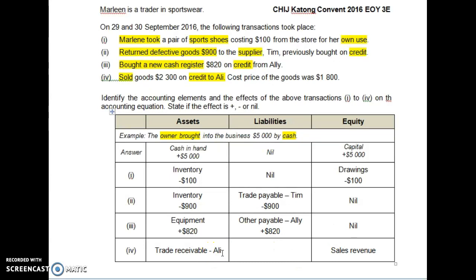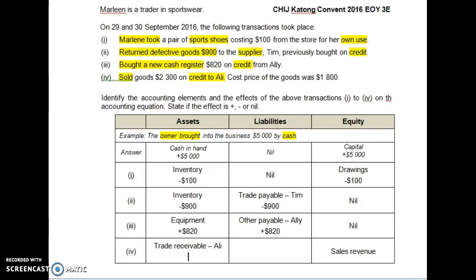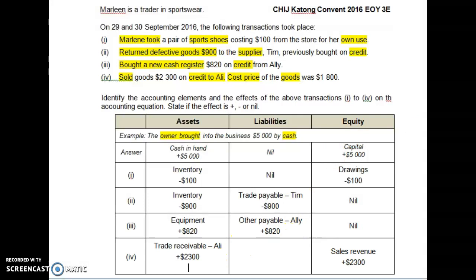So now that we have identified the accounts, decide whether assets increase or decrease. In this case, we have customers owing us money, so we will actually increase our assets by 2,300. Also, since we make some sales, we receive income, so the business would now have more equity. But that's not all. We still have the cost price of the goods. So the cost price refers to the original price of the goods, because technically and logically speaking, we need to buy some goods first before we are able to sell them away. So we need to actually recognize that there was some inventory going out of the business.